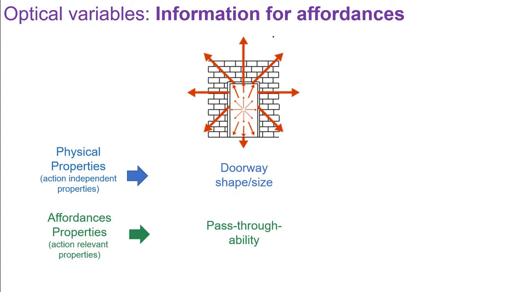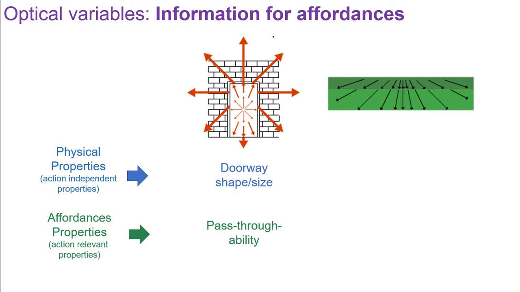Physical properties are action-independent properties, such as the physical size and shape of objects and surfaces in the environment around you. Affordance properties are action-relevant properties. In this example here, the affordance property might be, am I too tall to walk through this doorway without having to modify my action in a way to fit through it, like having to duck down or turn sideways to fit through it?